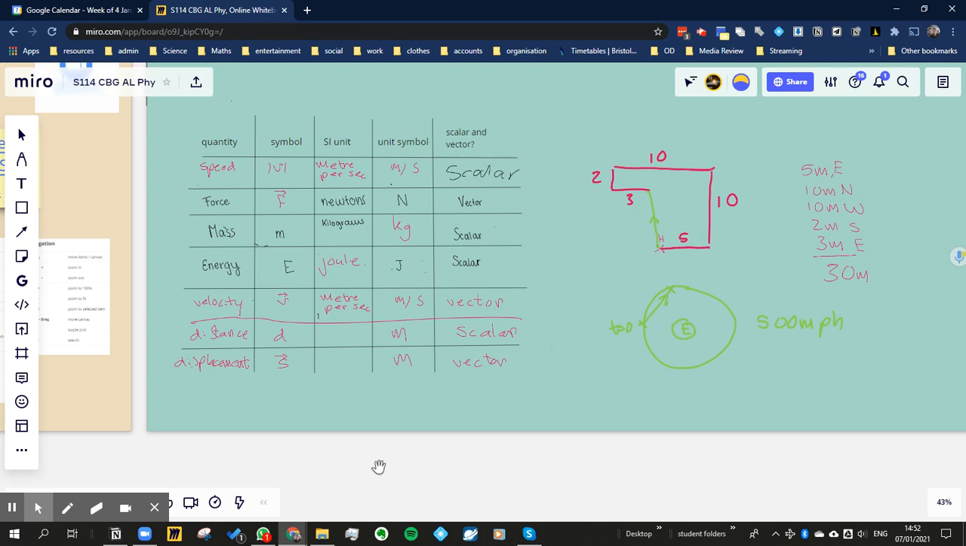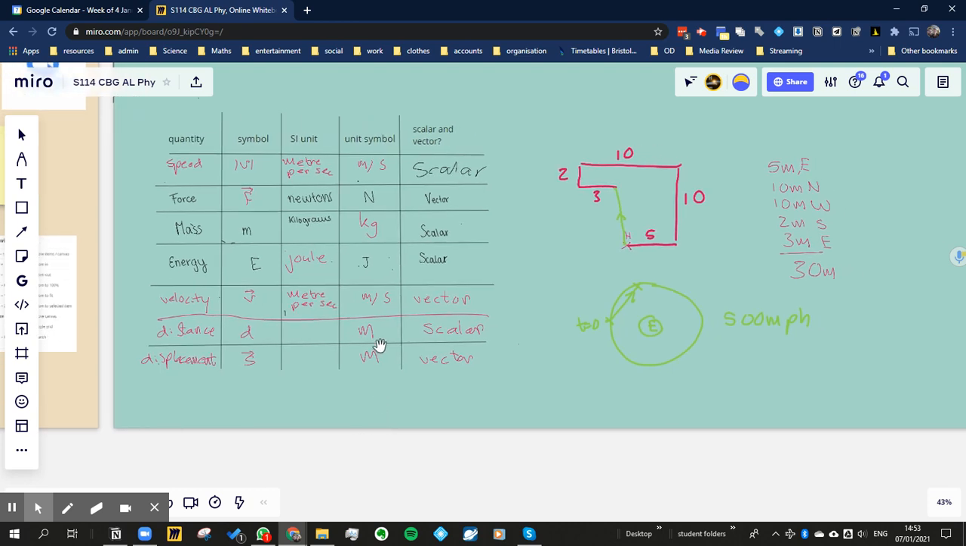So speed: the standard measurement is meters per second. The standard measurement for force is newtons, and so on. That's the SI unit. Now, there are obviously loads of other units for speed. For example, we know kilometers per hour, miles per hour. Knots is a unit you use to measure the speed of boats. But these are the standard units that you would use.